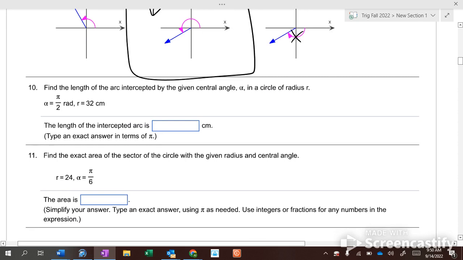Okay? Now, arc length. Arc length formula is on the board. Okay? Arc length S equals alpha times R, which is pi over 2 times 32, which is 16 pi.